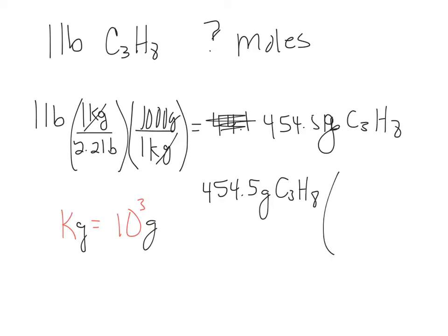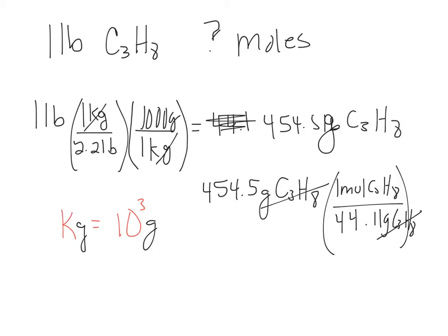And we know that 1 mole of propane has a molar mass of, what would you say, 44.08? 44.11 grams of propane. So we're going to cancel grams of propane, and when you do that out, you should get, okay, so it's 10.3, you're right, moles of propane. But since we started with 1 pound, I need to give you better sig figs to start the problem, so 10.3 is fine.